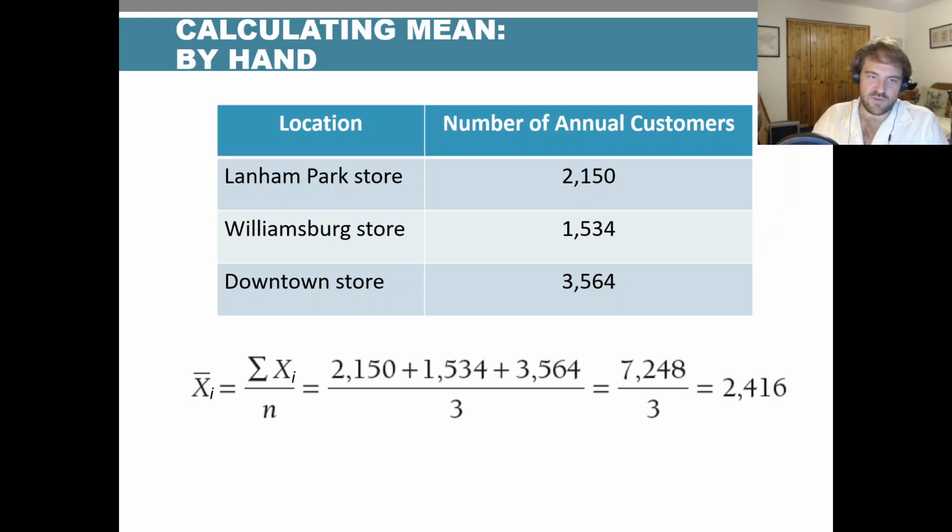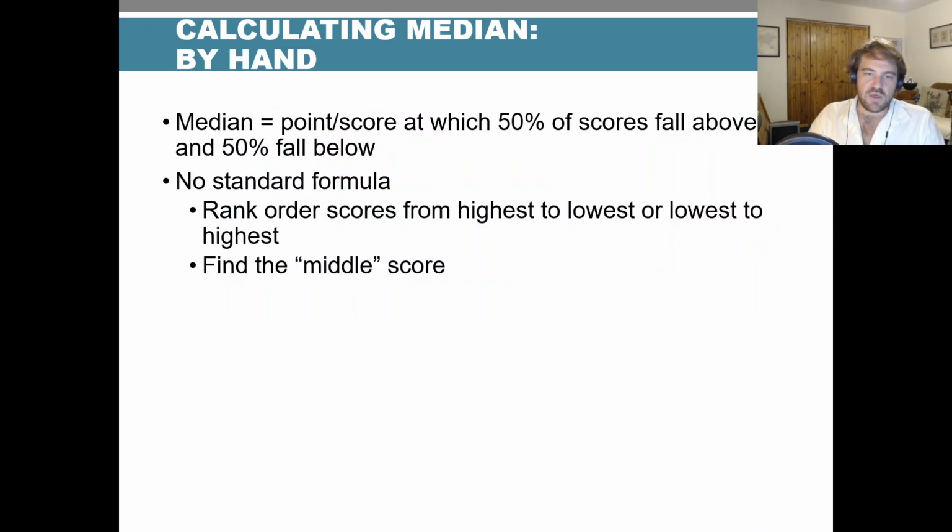So that's just a look at the mean. Add it all together, divide by the number of things that you've just added up. Okay, the median, a little bit different. So it is the score, or the number, or the observation, or whatever you want to call it, at which 50% of those scores fall above and 50% of those scores fall below.